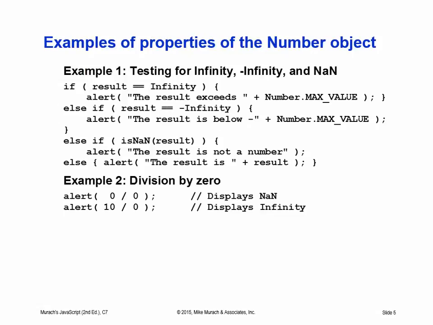So here's some examples where you can test for infinity and NaN. Again, 0 divided by 0 displays not a number. 10 divided by 0 displays infinity. That actually is important because in many programming languages, if you divide a number by 0 and run the program, it tries to figure out infinity rather than just display it, and your program throws an exception, which is an error condition.